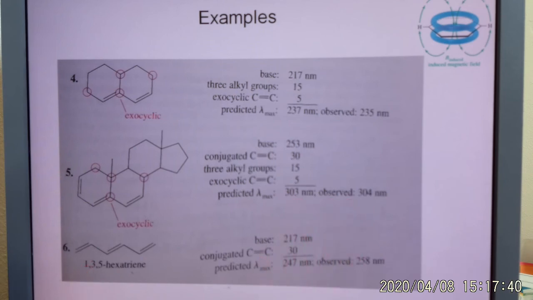Here, I don't have to worry about the exocyclic. I have my trans here, 217, and I add the 30. I don't have any additional R groups. 247, but it's observed at 258. All right? So that's how you use the Woodward-Fieser rules to help you predict what your wavelength max should be for your compound.